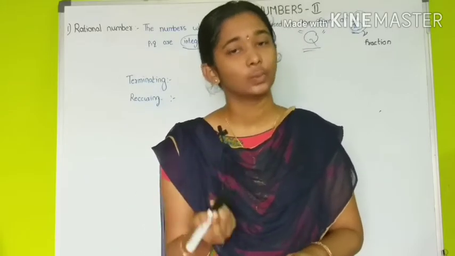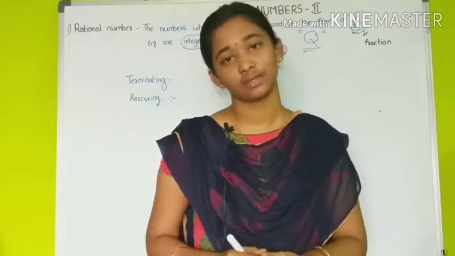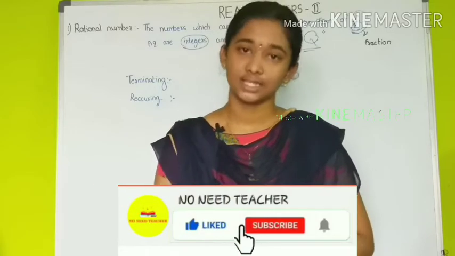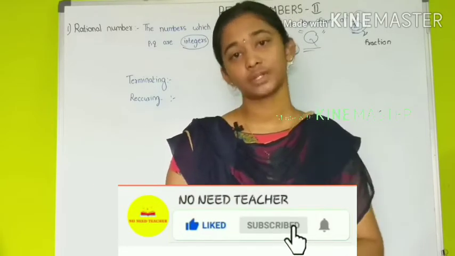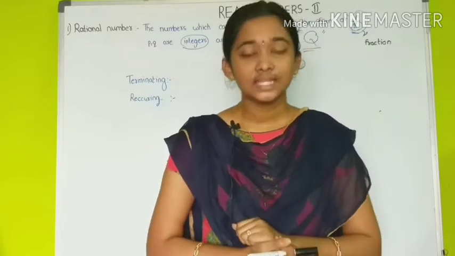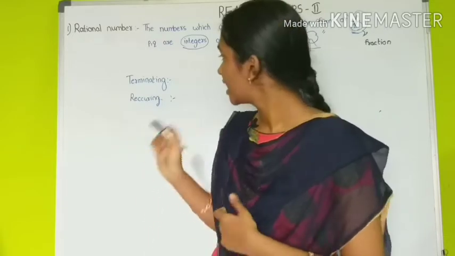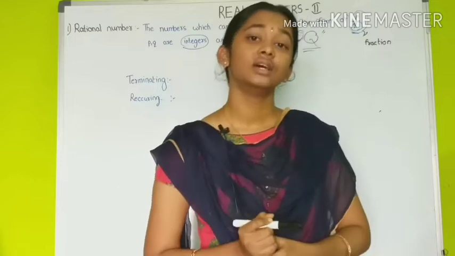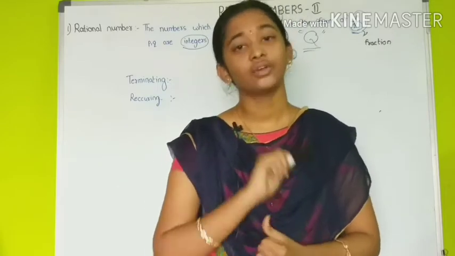That is, 5 by 2 is a rational number, 6 by 7 is a rational number, 22 by 30 is a rational number. So these are all examples of rational numbers, and integers are also examples of rational numbers. And now we learn another definition, that rational numbers are always terminating or recurring decimals.